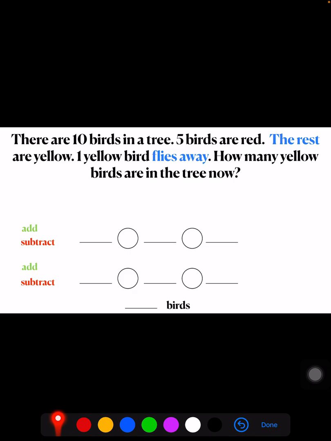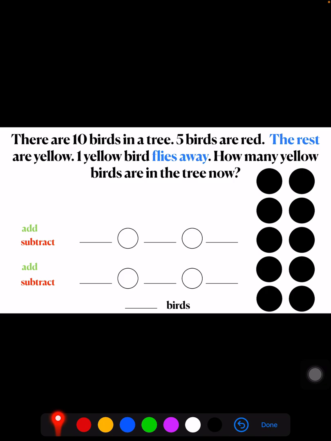We have to figure out how many yellow birds are in the tree before we can find out how many there are after one flies away. There are 2 parts to this problem. To figure out how many yellow birds there are, I know that I'm going to start with 10. 10 birds are in a tree. So I'm going to use counters to help me. 10 birds are in a tree. Then it says 5 are red. If I know that 5 are red and the rest are yellow out of these 10 counters, I need to find the difference between 10 and 5 red counters. I need to subtract. If I'm starting with 10 and I'm taking away 5 red counters, the rest of them are going to be yellow, and it will give me how many yellow birds there are.